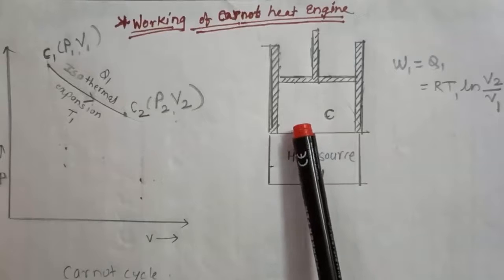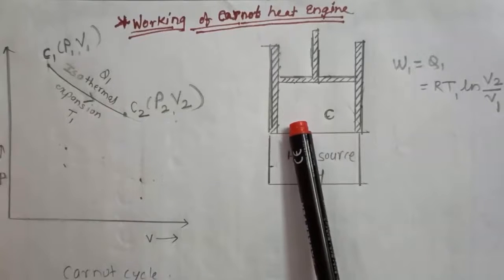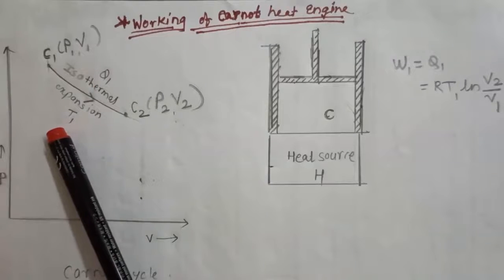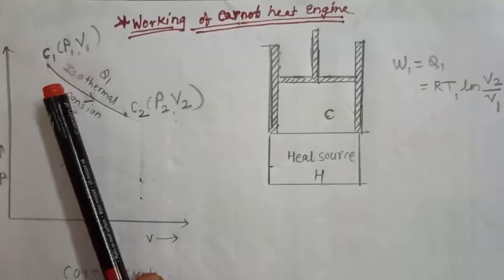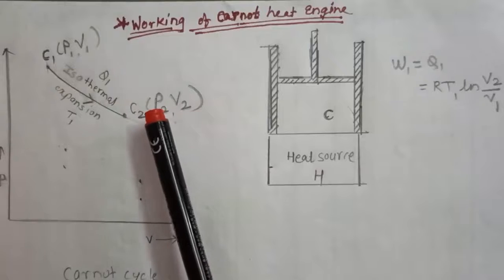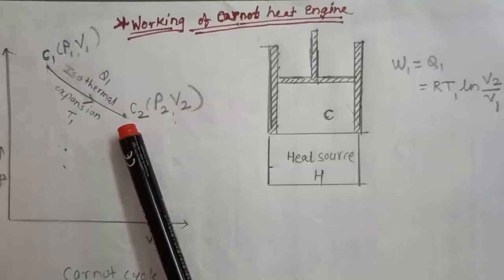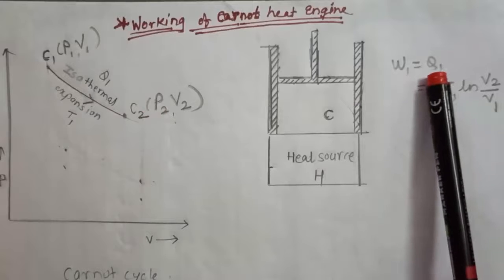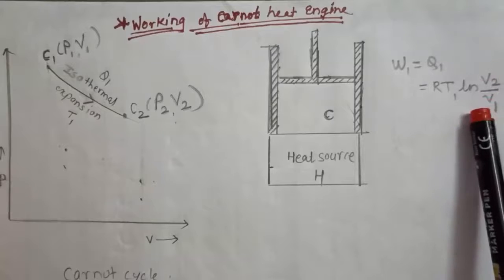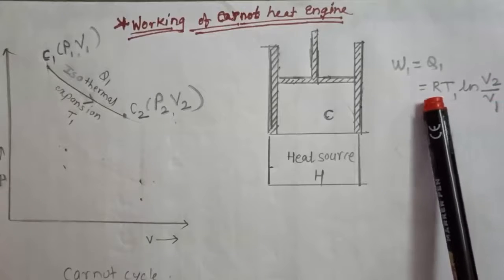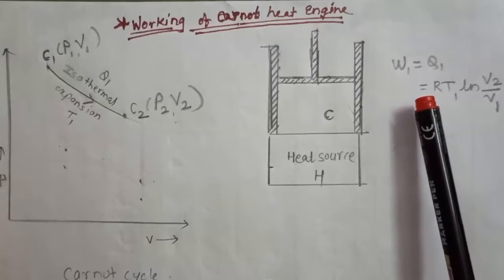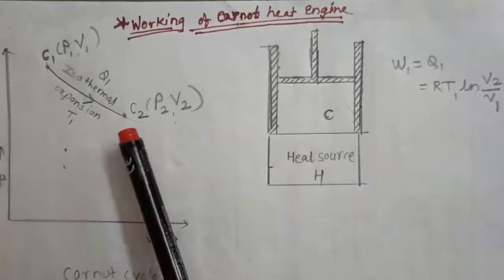The heat absorbed by the working substance is Q1 and the temperature is T1. Pressure changes from P1 to P2, volume changes from V1 to V2. The work done W1 is equal to Q1, that is equal to RT1 log of V2 upon V1. This is the work done during isothermal expansion. This is step first, represented by curve C1 C2.